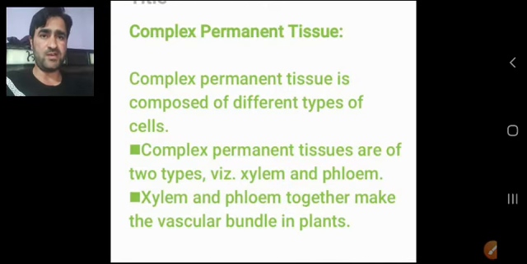There are a number of criteria that can be used for the classification of plants, and one such criterion is the presence or absence of vascular bundle. The plants that contain vascular bundle in them are known as vascular plants, while there are some plants that do not contain vascular bundle and they are referred to as non-vascular plants. So, xylem and phloem make the vascular tissue and are present in vascular plants.